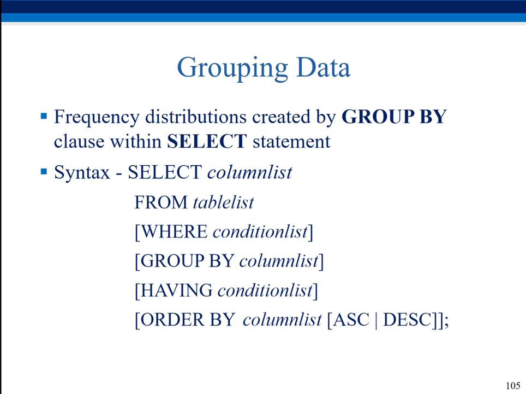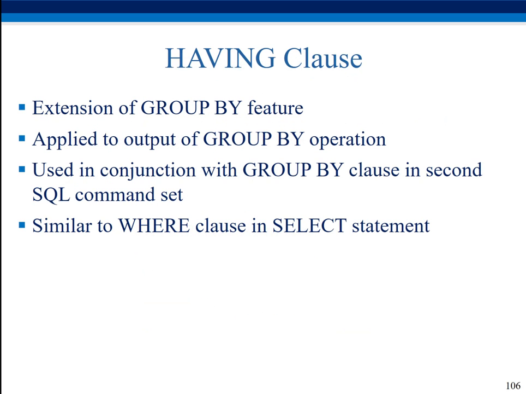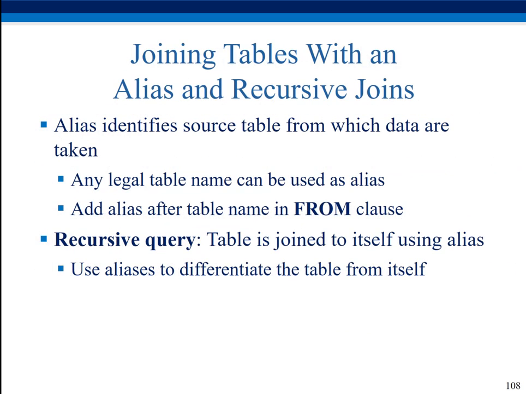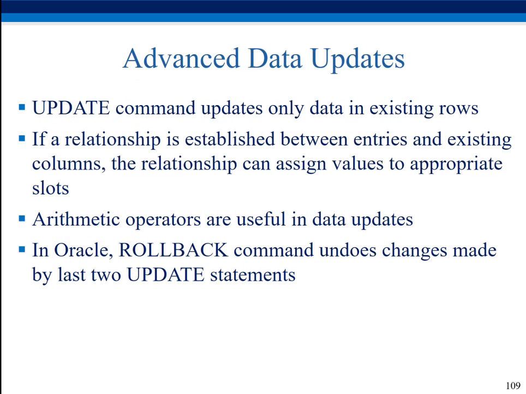Grouping, again, here is the syntax to group. Notice that it's HAVING and not WHERE. Here's your HAVING command, similar to WHERE. Joining a database, we talked about that. Joining tables uses an alias, and recursive joins are okay. And database updates is UPDATE, and the Oracle ROLLBACK command undoes changes made by the last two update statements.